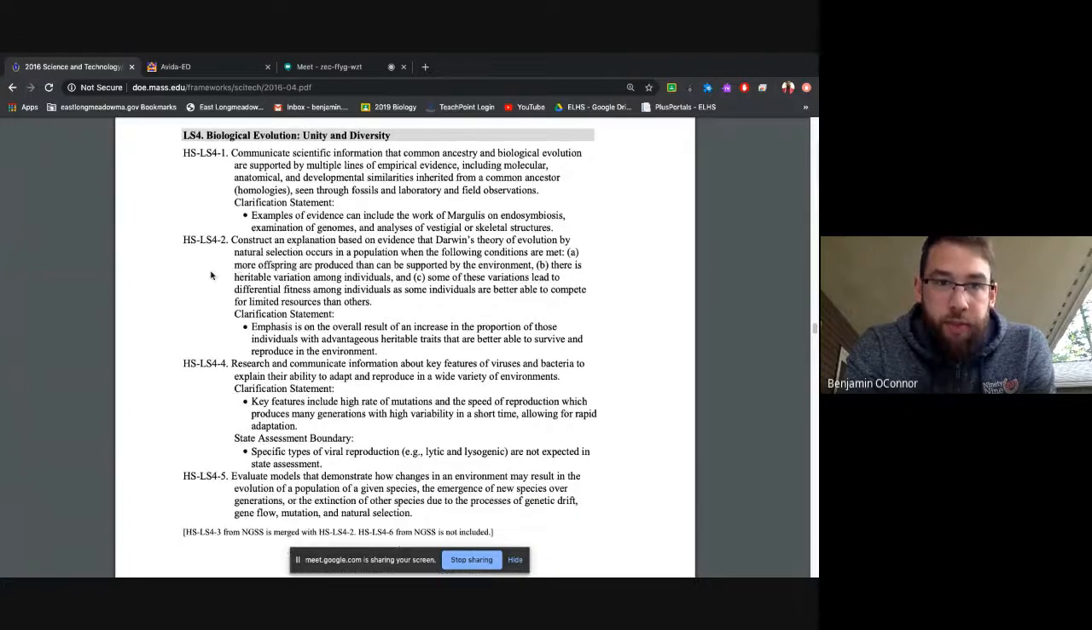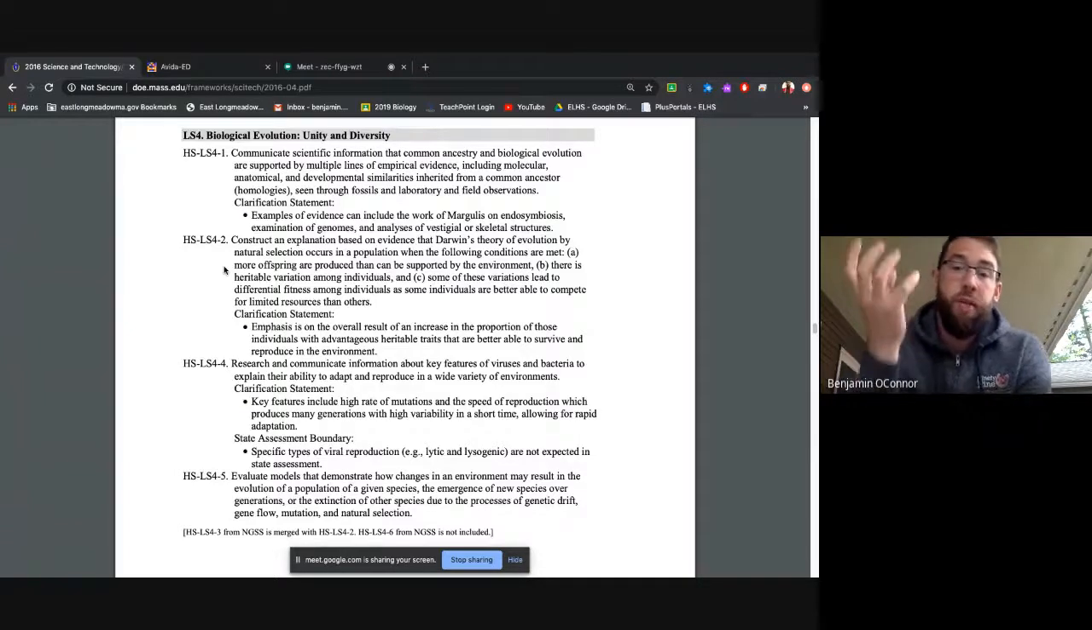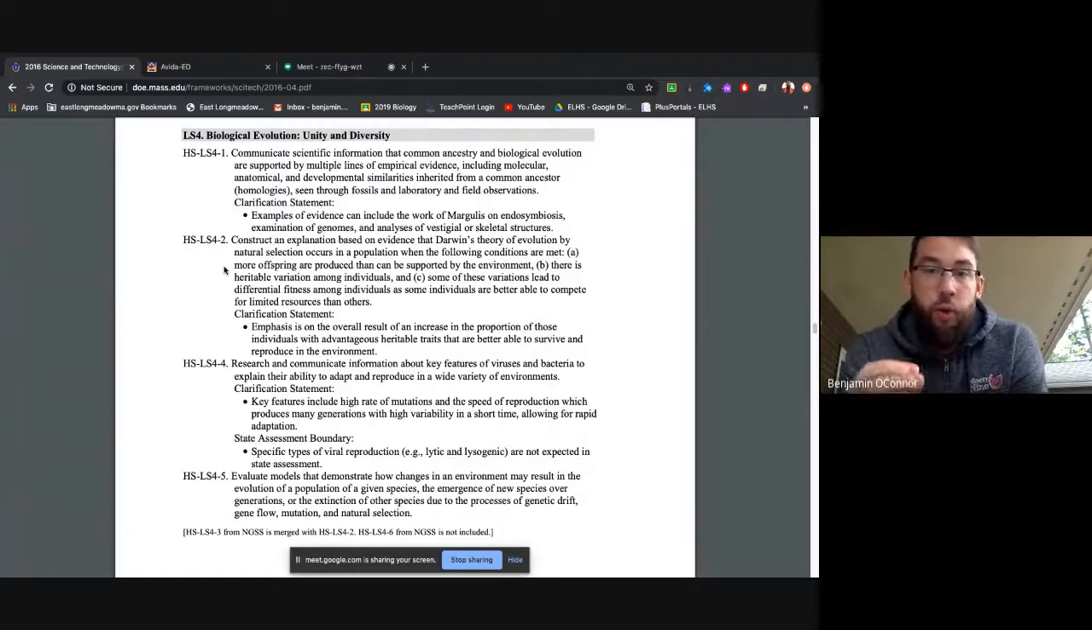Second standard is construct an explanation based on evidence that Darwin's theory of evolution by natural selection occurs in the population when the following conditions are met. All right, so Darwin's a big name for evolution, and these are his rules. So if these conditions are met, then evolution can occur. First condition: more offspring are produced than can be supported by the environment. So there's almost like too many people, right? That creates what we call competition, right? Or too many organisms in the same environment, right?